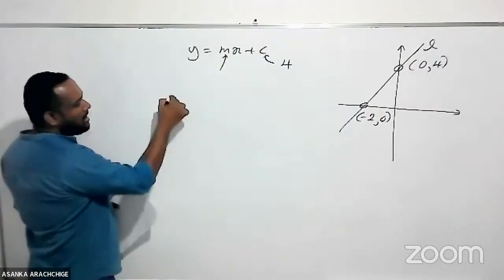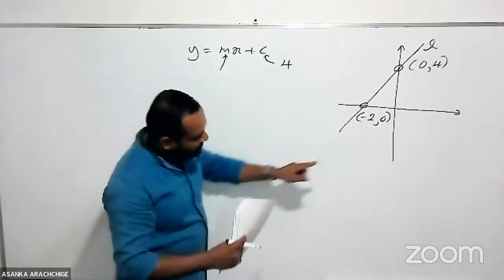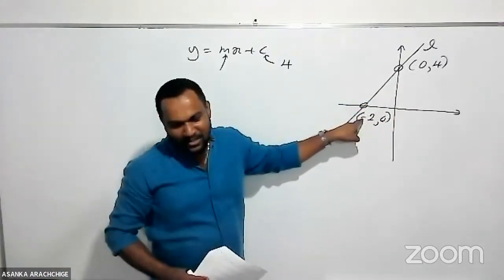How to find m? We know the coordinates of 2 points on the line.